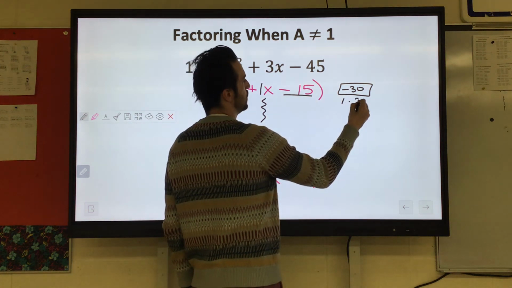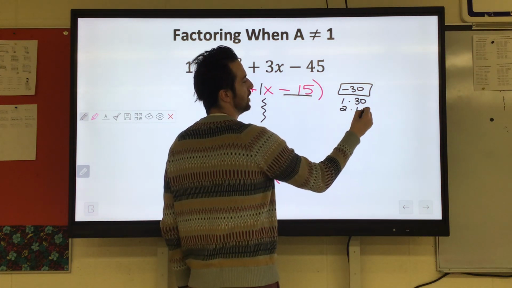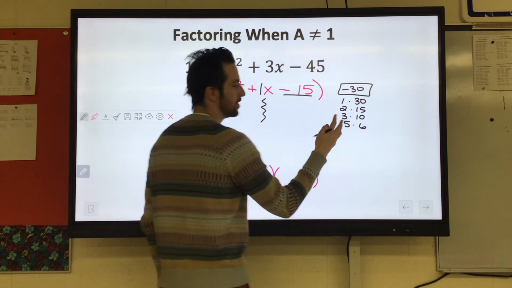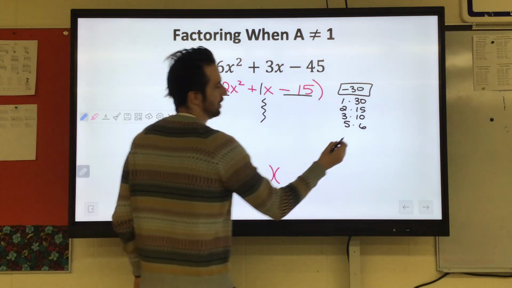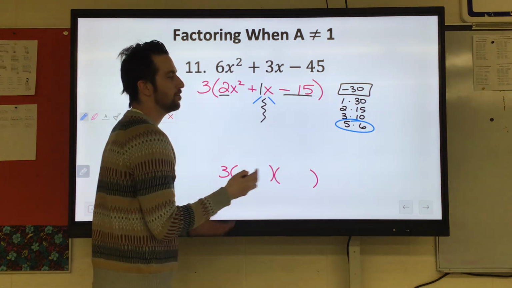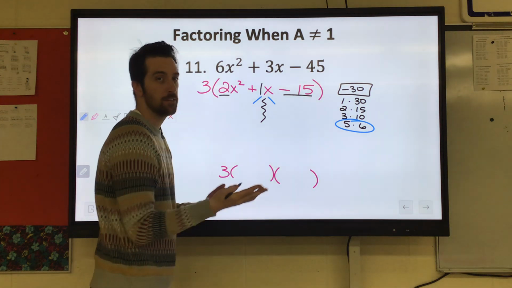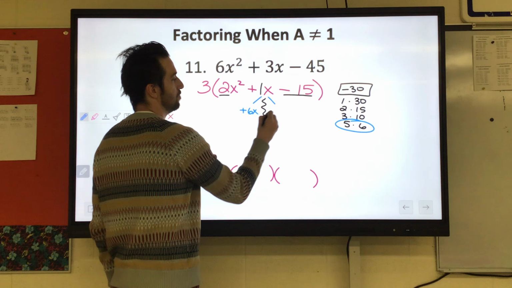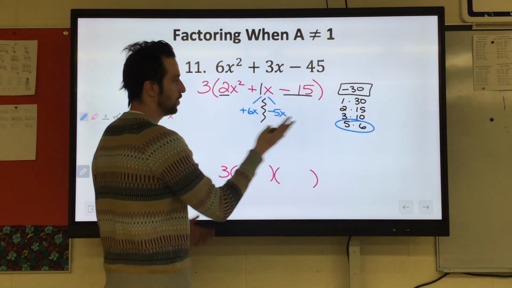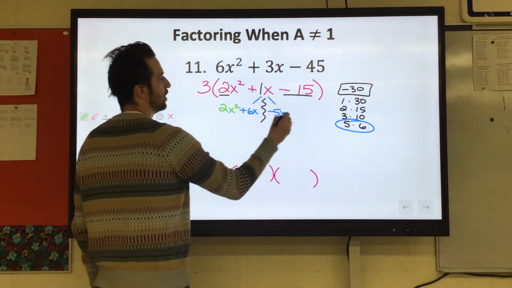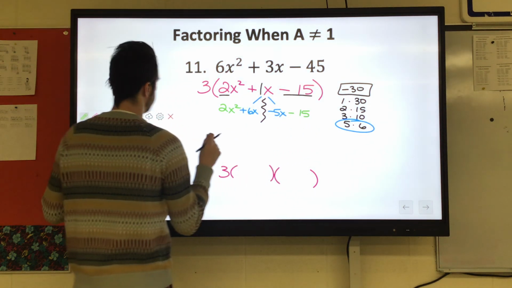So 1 times 30, 2 times 15, 3 times 10, or 5 times 6. The set that is 1 apart is 5 and 6. We have to make them add up to positive 1. So that means the big number would have to be the plus. So it'd be plus 6x minus 5x. Put them in whatever order you want. We'll bring down the other stuff, the 2x squared, the minus 15.